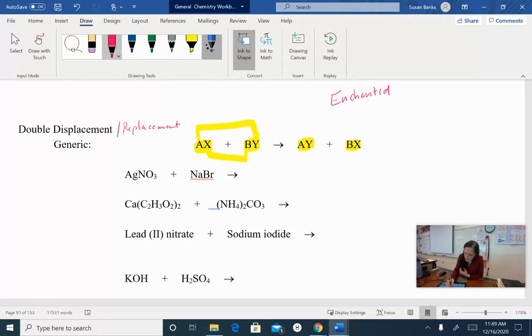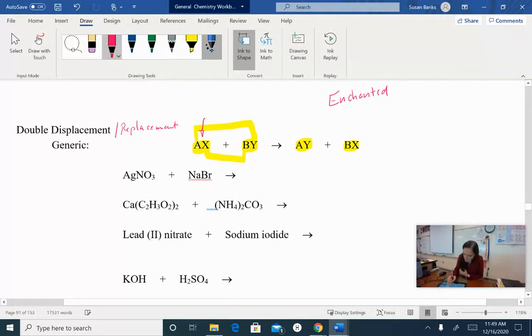And Prince Charming comes chasing after her to try and save her from this evil witch. So we have Princess and Prince Charming, and we have a New York guy and girl. And by the end of the movie, Princess is with New York guy, and Prince Charming is with New York girl. So everyone switches partners in a double displacement or a double replacement reaction. Okay, that's why I call it the enchanted reaction.